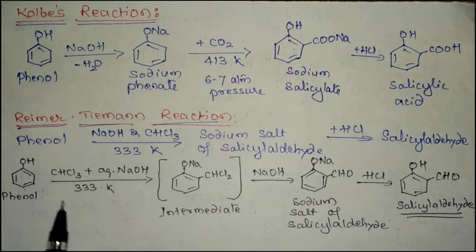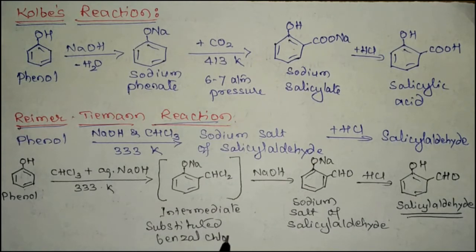Phenol when treated with chloroform and aqueous sodium hydroxide at 333 Kelvin gives an intermediate, that is substituted benzyl chloride, which reacts with sodium hydroxide to form sodium salt of salicylaldehyde, which on acidification gives salicylaldehyde. This reaction is known as Reimer-Tiemann reaction.